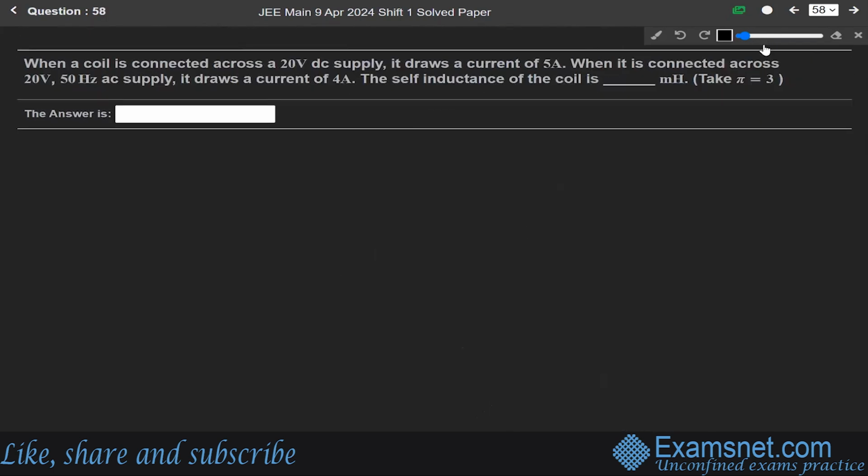Now the next question, 58. When a coil is connected across a 20 volt DC supply, it draws a current of 5 ampere. When it is connected across a 20 volt 50 hertz AC supply, it draws a current of 4 ampere. The self-induction, or inductance, of the coil is? This question is from the chapter of electromagnetic induction.